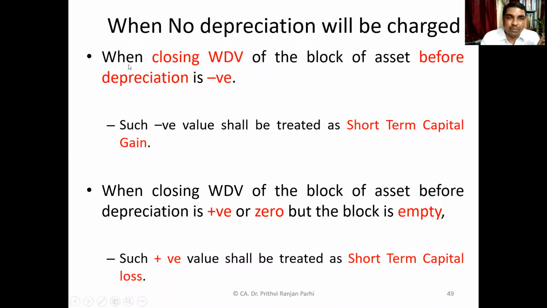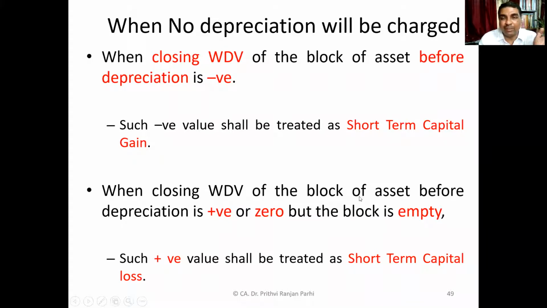When the closing WDV of a block before depreciation is negative, such negative values shall be treated as short-term capital gain. If the block's closing value is negative, it shall be treated as short-term capital gain. But it will not become negative in every situation, so we will see an example. Then one more point you have to remember.